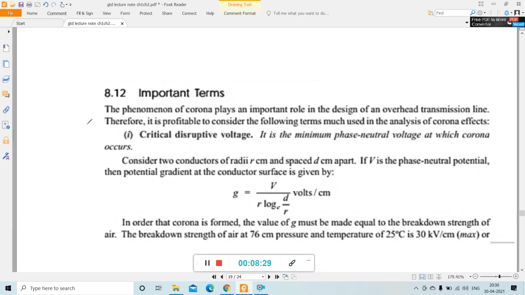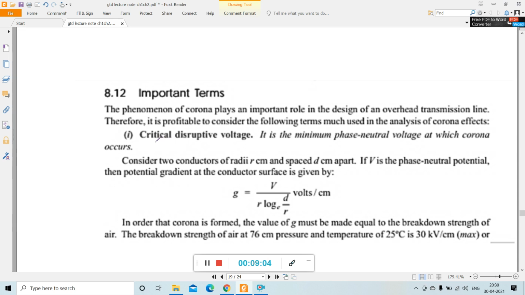So under corona we have some important terms which have many important uses in calculating corona loss, or power loss. For the numerical solving part we need these terms. We need to know the formulas of these terms. By knowing these formulas we can calculate the voltage level, and we can calculate corona loss or power loss.